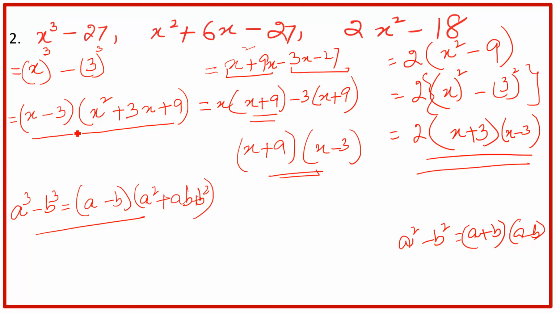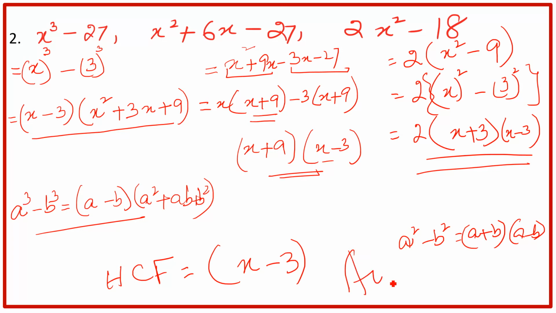So we will see that x minus 3 is here, x minus 3 is here, x minus 3 is here. We are going to find out the H.C.F, which is x minus 3, because x minus 3 is common among these three. X plus 3 is here, we do not have x plus 3 here and here. So only x minus 3 is common, and this is the H.C.F and answer.